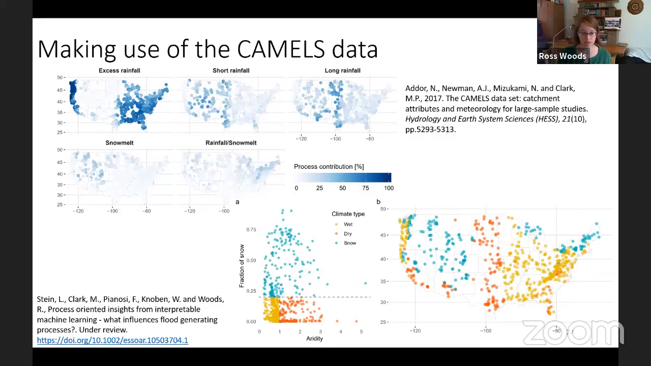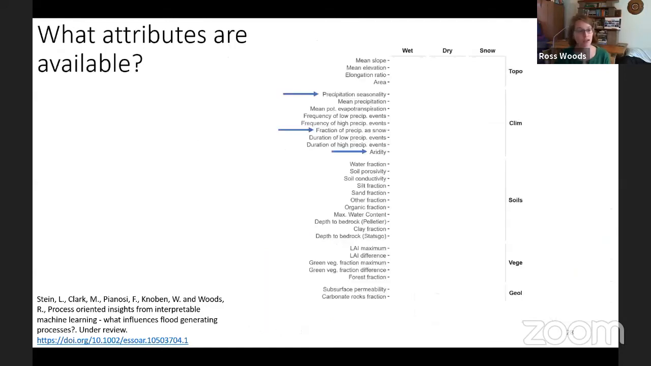Since we already saw before that aridity and also snow availability are quite important climate indicators, we split this dataset into 3 different climate types that we, very simplified, called wet, dry, and snowy areas. So we can compare the influence of the different attributes in those regions.